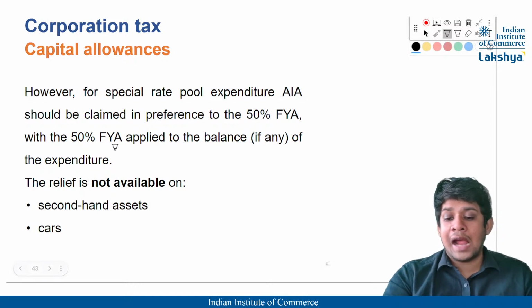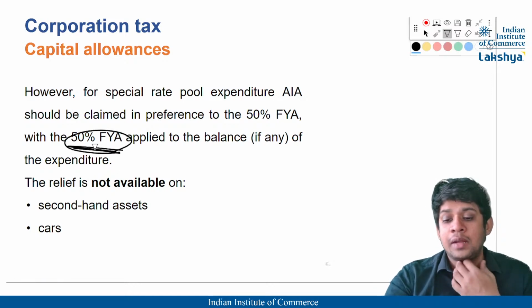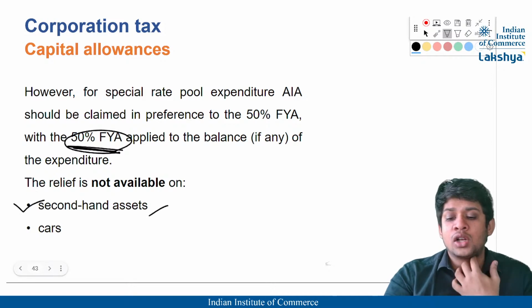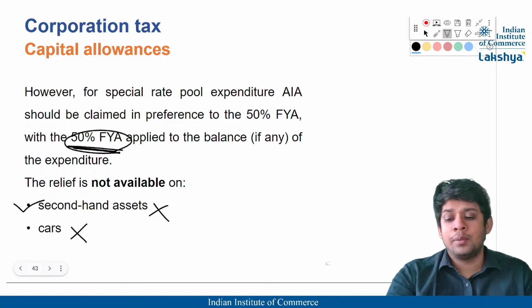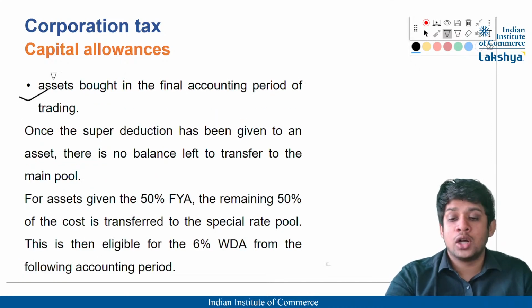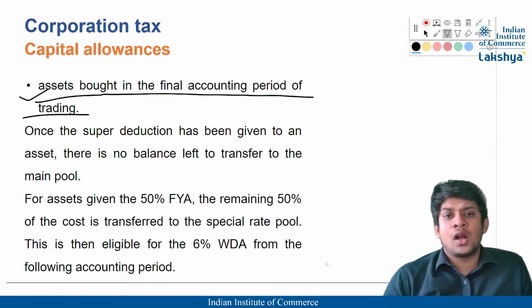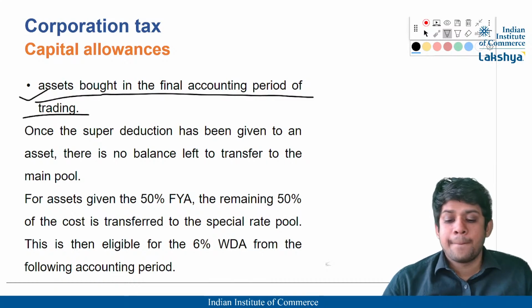Yes. So super deduction and your 50% FYA is not given on second-hand assets. It should be only for newly purchased assets. It should not be given on cars and it should not be given on assets bought in the final accounting period of trading. In the final accounting period of trading, there is nothing given. No AIA, no FYA, no WDA, nothing. Okay.